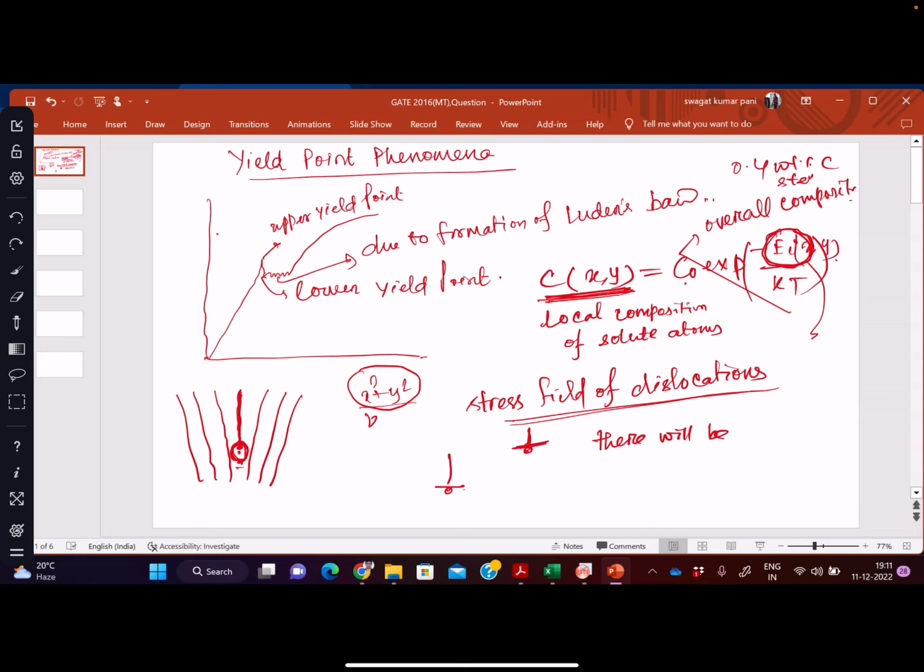That concentration depends upon the interaction energy, whether it is a compressive or tensile stress field. Below the dislocation line we know this is a tensile stress field, remember this, and above this we have compressive, because above the plane the planes are compressed, but below there is more room, so it is a tensile stress field.